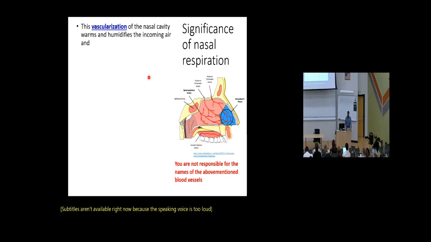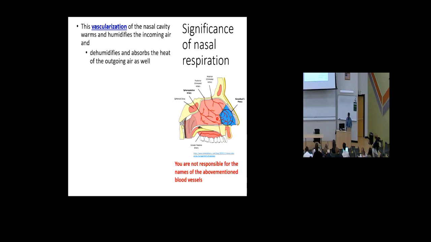So this vascularization is what helps the air to become both humid and warm, right? And as the air enters, it gets humid and warm, and as it's going to leave your nasal passageway, it's going to be dehumidified and the heat is going to be reabsorbed as well. So let's see how this happens.